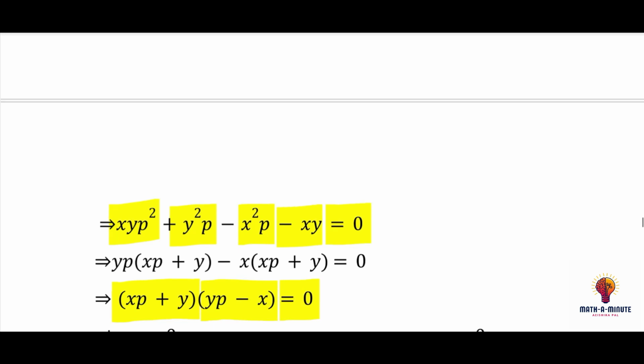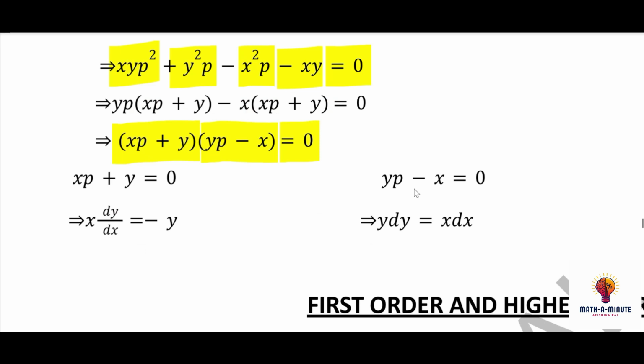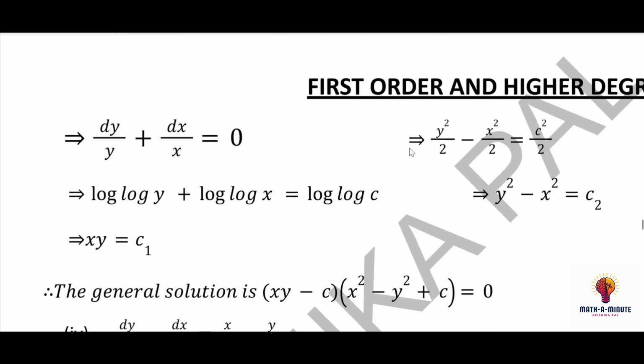So it's very clear now. We have to solve this first order first degree differential equation separately. So the first differential equation is xp plus y equals to 0. And the second one is yp minus x equals to 0. So just using separation method, we can easily find the solution. So their solution is xy equals to c1, the first one, and the second one will be y square minus x square equals to c2. Okay, so we have to consider c1, c2 as c.